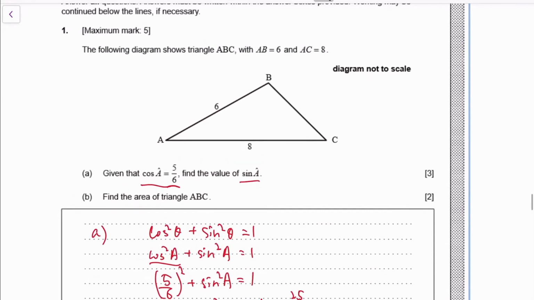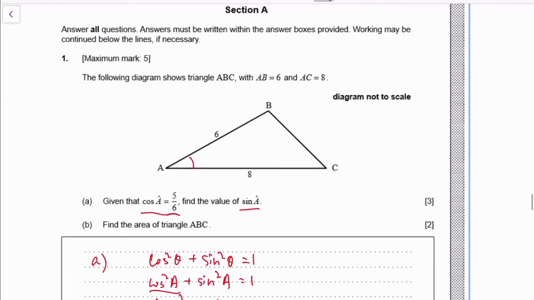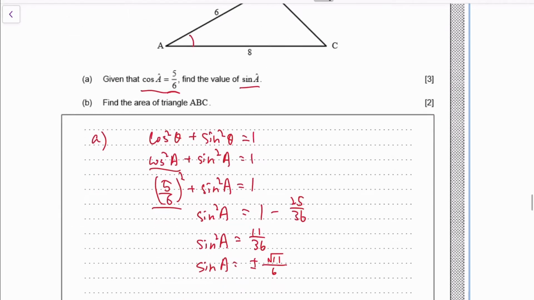Now obviously A is inside a triangle. If an angle is inside a triangle, it is less than 180. When an angle is less than 180, when you take sine of it, it's always positive, so we're going to ignore the negative choice this time.